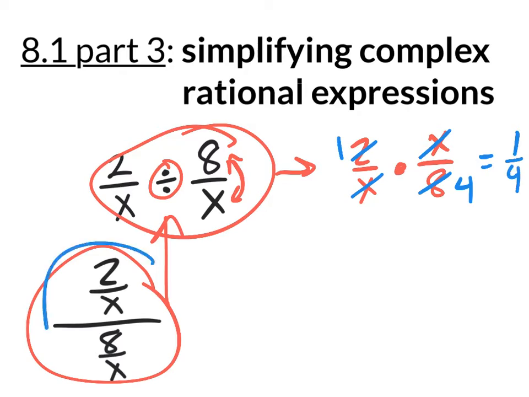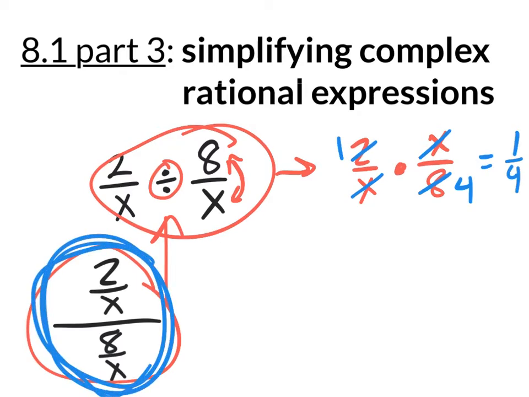So again, this is a complex rational expression. The only thing new about today is the way this looks, because you've already dealt with a fraction divided by a fraction. So when you do have a complex rational expression, simply rewrite it like this and then do your magic. Factor, if possible, to get multiplication to cancel things out.